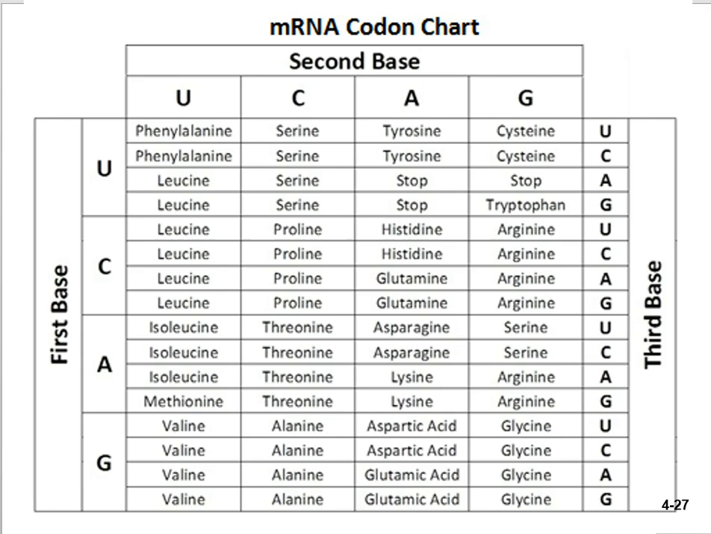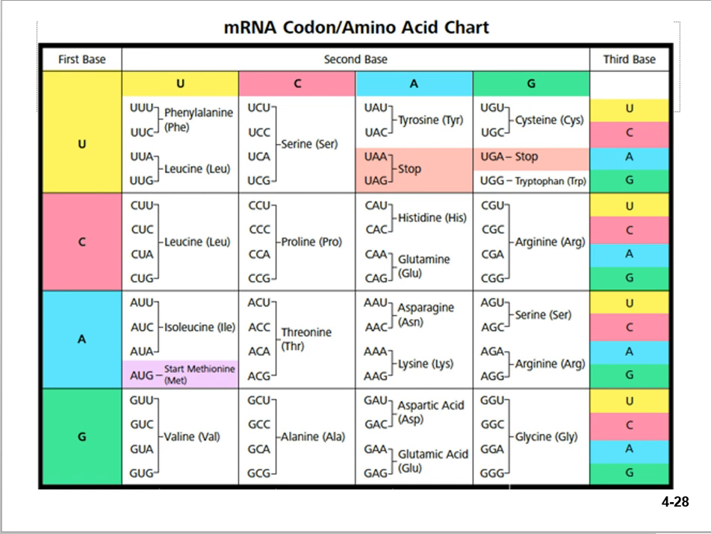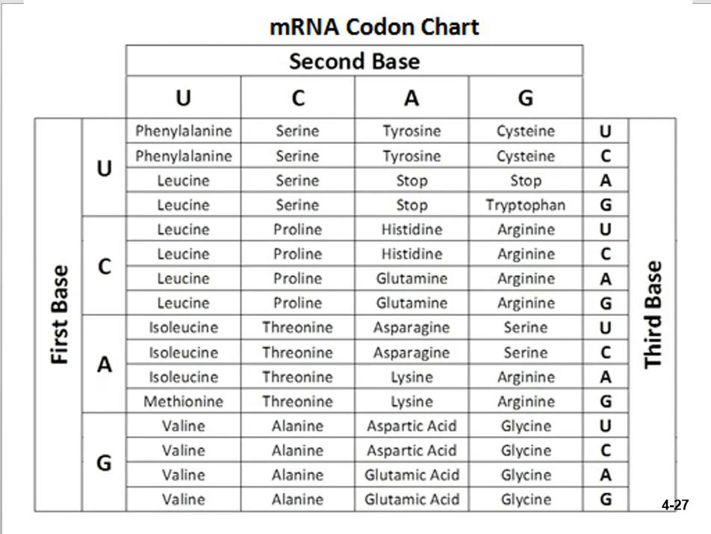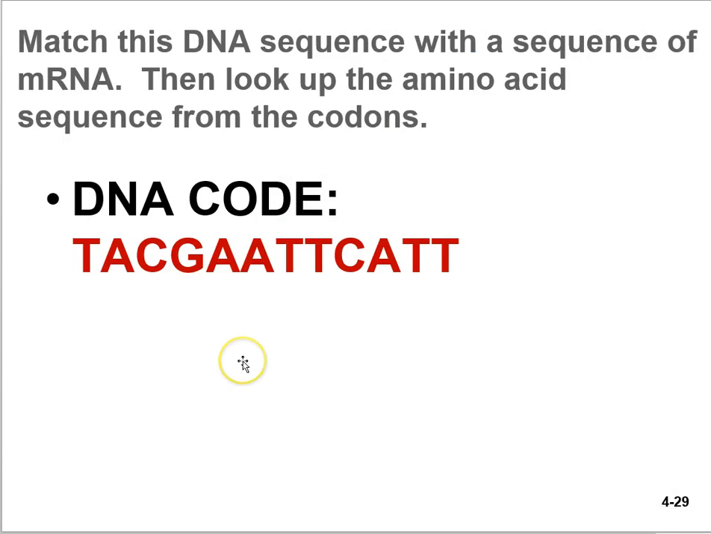Okay, I've pasted in a few codon charts that show how mRNA codes for certain amino acids. I've got this black and white one here, and I've got a color one in the next slide. You can also do a Google search for amino acid charts and find the one you like out there. So I'm going to go to this slide.